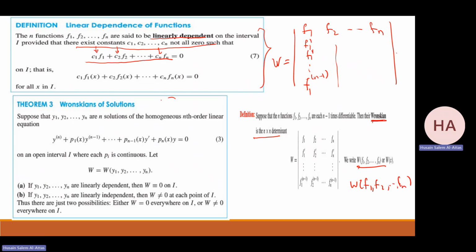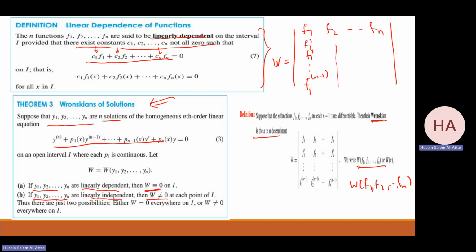However, I need this theorem. If y1 up to yn are solutions for this nth order homogeneous differential equation, then the Wronskian is either identically 0, or never 0. If it is identically 0, we say these functions are linearly dependent. If it is never 0, we say these functions are linearly independent.